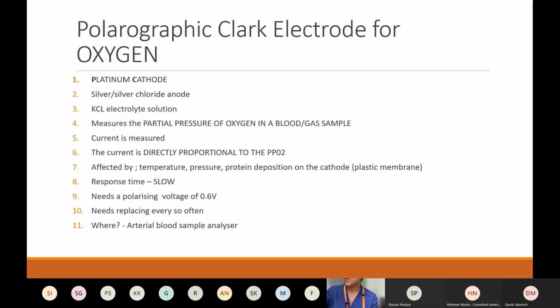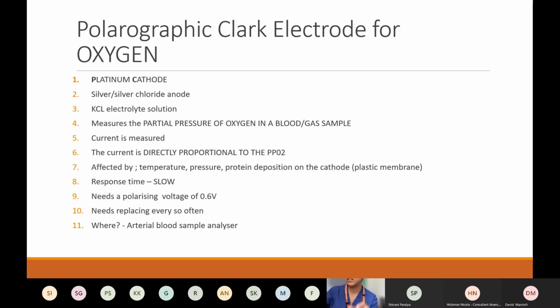So as I said, there is a cathode and an anode, and they're made of two different things. The Polarographic Clark electrode has a platinum cathode, and that's a way to remember it. The anode is a silver chloride anode, and the electrolyte solution is potassium chloride. And it measures the partial pressure of oxygen in a blood or a gas sample.